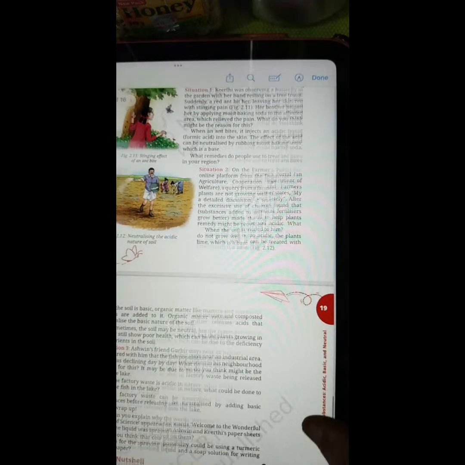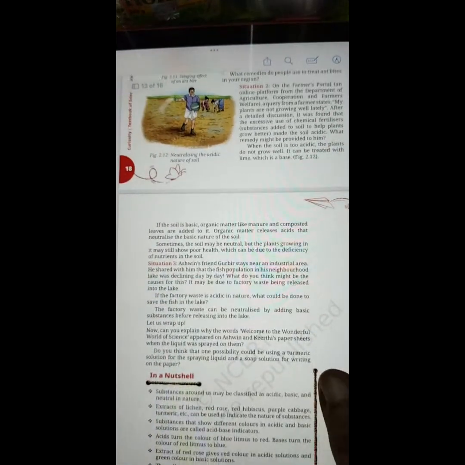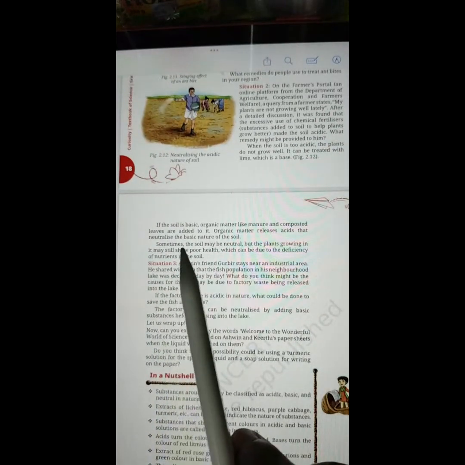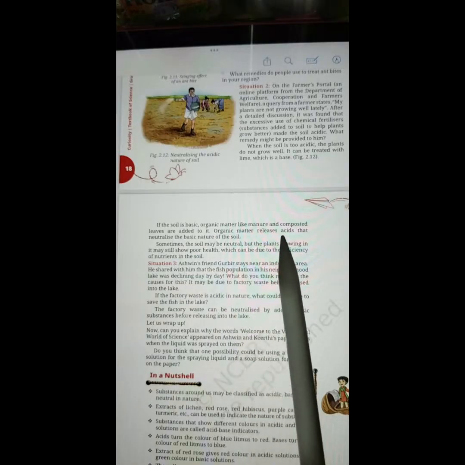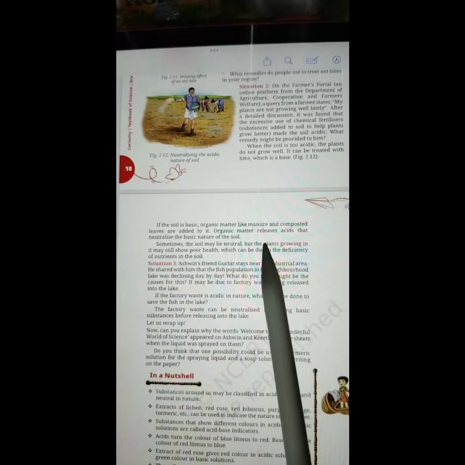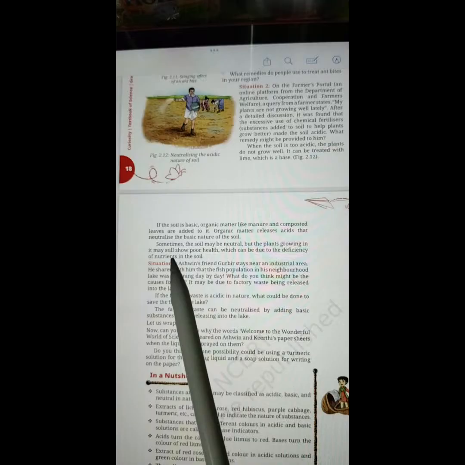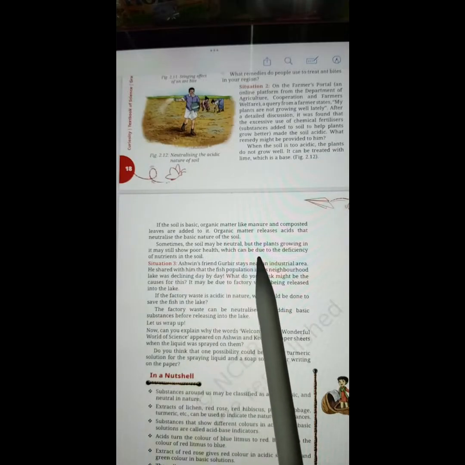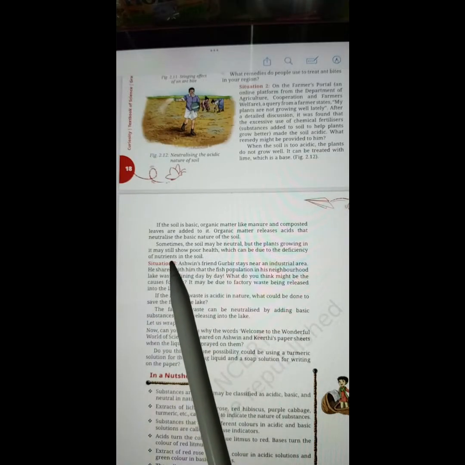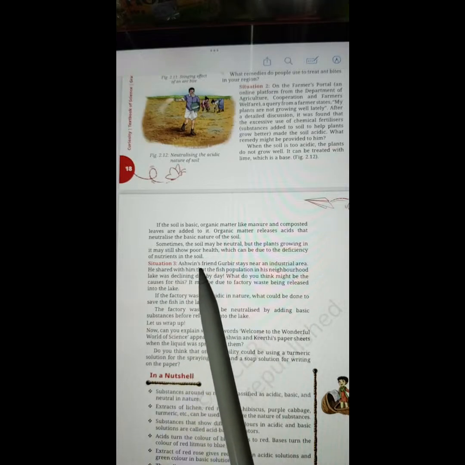When the soil is too acidic, the plants do not grow well. It can be treated with lime, which is a base. So again, an example of neutralization. If the soil is basic, organic matter like manure and composted leaves are added to it. Organic matter releases acids that neutralize the basic nature of the soil. Sometimes the soil may be neutral, but the plants growing in it may still show poor health, which can be due to the deficiency of nutrients in the soil.